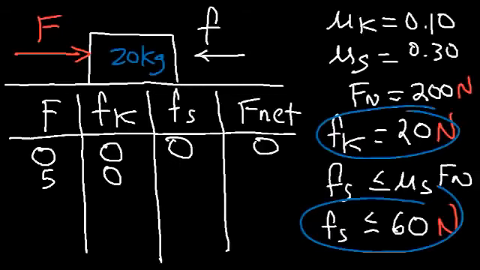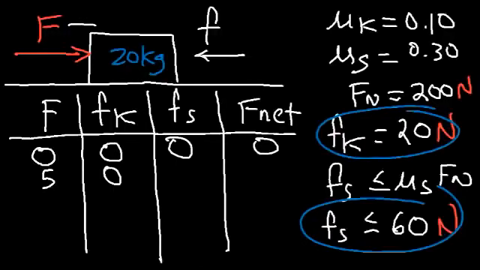Since the block is not moving, what we do have is the static friction. Now, what is the static friction? Is it 60? The static frictional force cannot exceed the applied force. If we have an applied force of 5, and if the static friction is 60, the block will again begin to accelerate to the left on its own, which shouldn't happen.